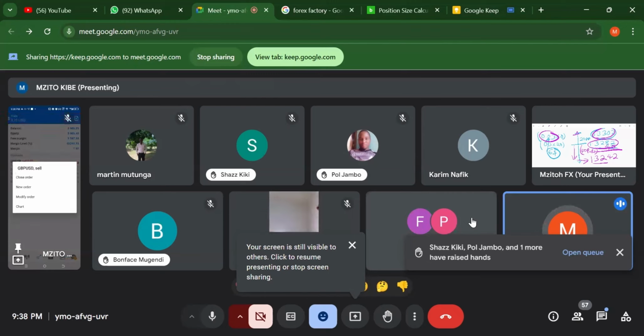What do you do? You click modify order. How many are with me? You click modify order. So I'll go and click modify order.